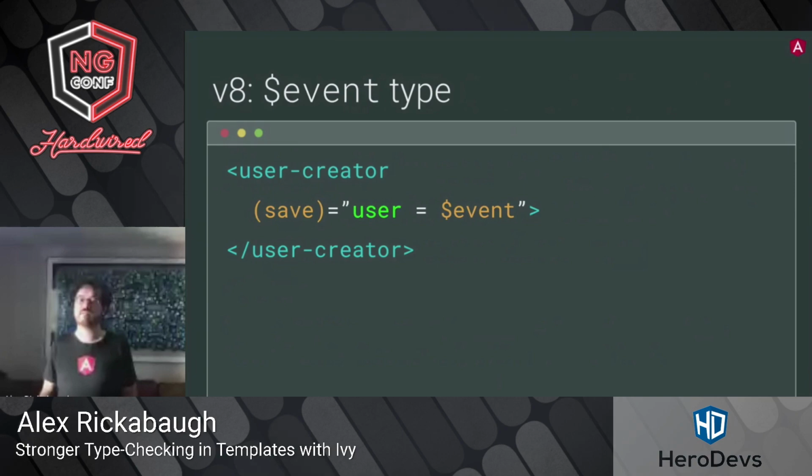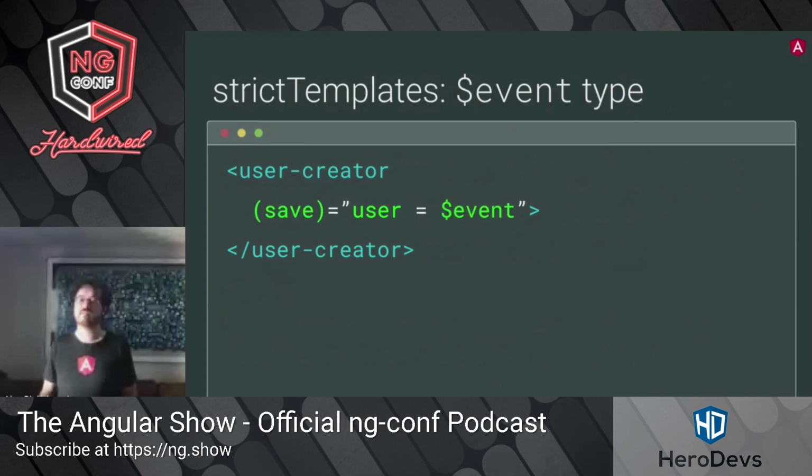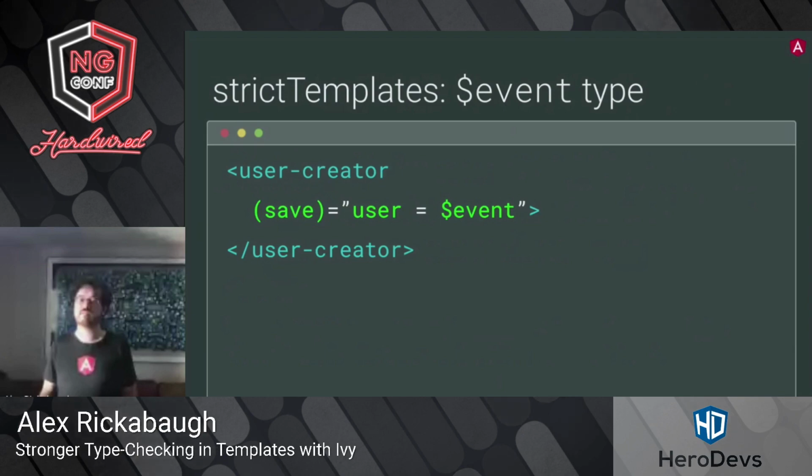A similar thing happens for output bindings and the $event value. $event has previously been inferred as any. The compiler will verify that the event that we're binding to exists, but it won't be able to tell if what we're doing with $event actually makes sense given the output type of the event binding. So with strict templates, we can figure this out. The compiler will correctly infer the type of $event. It can check every part of the binding as a result.